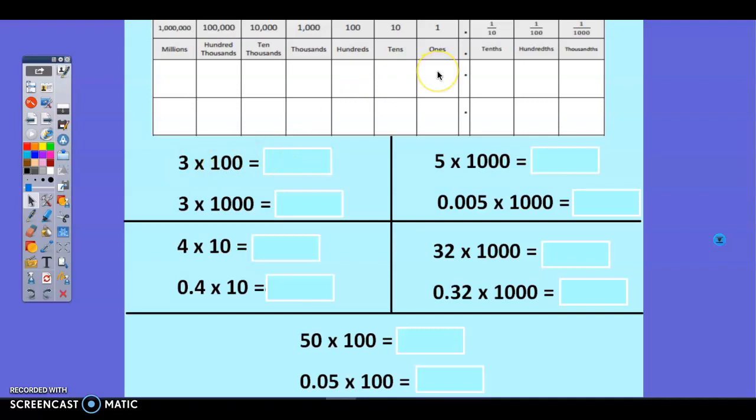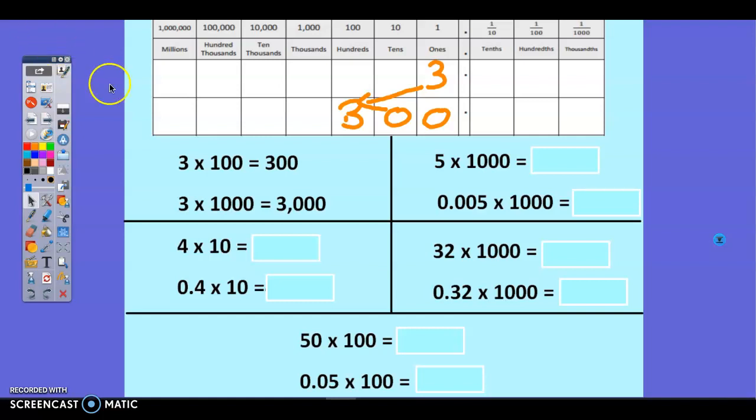3 times 100. I know I can put that 3 on my place value chart. Multiply it by 100, which is 2 place values, and I'm going to come up with 300. Now, I also know that I can multiply 3 times 1 and then just add these 2 zeros onto my answer. Here I've got 3 times 1,000. Again, 3 times 1 is 3, and I'm going to add 3 zeros to my number and come up with 3,000. Take a minute, pause the video. Write these out on your dry erase board and then come back and check your answers.